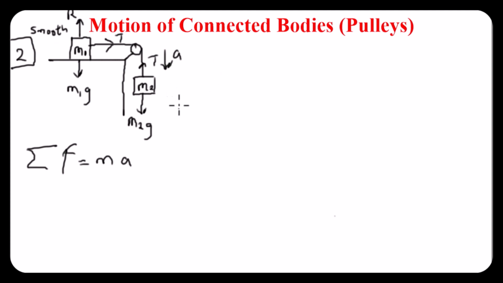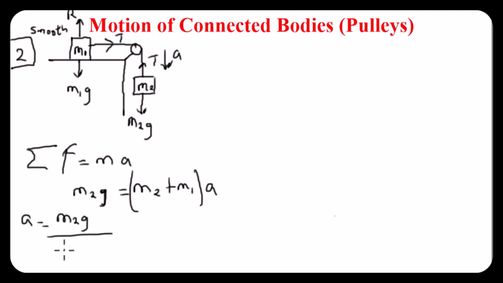So it means that the only external force in this system must come from M2g. So I can say M2g is equal to the total mass, M2 plus M1, in brackets, times a. What this means is the only force responsible for making the system move in this direction is M2g. So computing our acceleration, a will be equal to M2g divided by M1 plus M2.